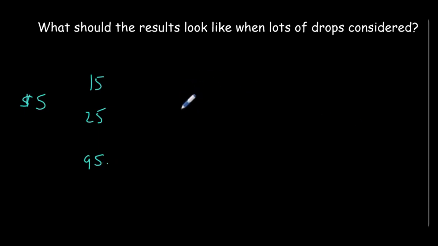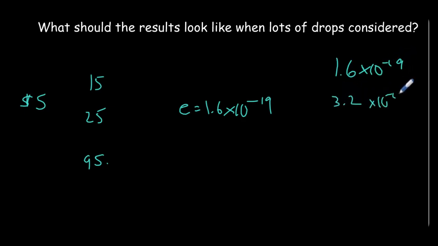The elementary charge is 1.6 times 10 to the minus 19. So we're expecting all of the charges on the drops to be some multiple of that number. So you're going to see numbers like 1.6 times 10 to the minus 19, or 3.2 times 10 to the minus 19, or 4.8, or 6.4, or 8.0, etc. All charges are going to have to be a multiple of the elementary charge.